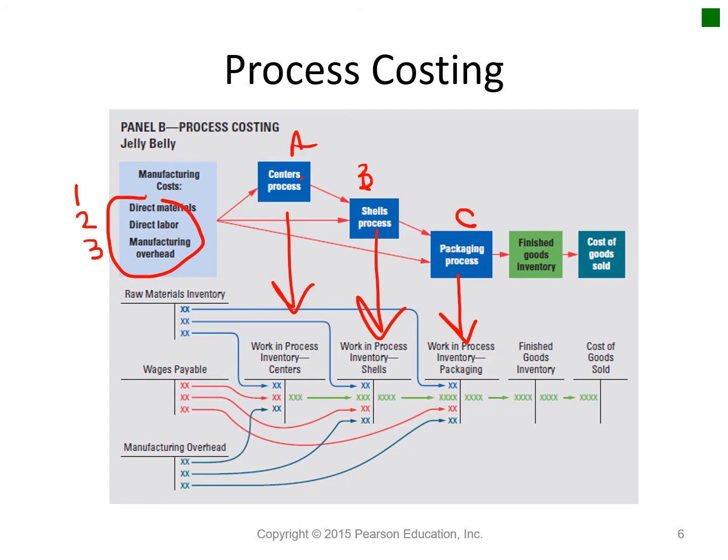All of these are basically going to be moving to all these individual departments, where you're going to have a work in process for one department and a work in process for another department and so forth. But notice at the end of the day, once you've finished it, where does it go? It goes to finished goods. And then once you've sold it, it becomes cost of goods sold.